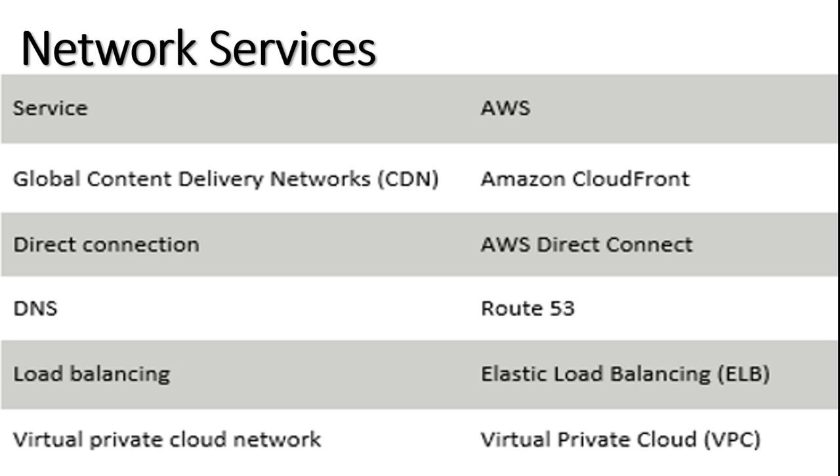Next up we have VPC, which is Virtual Private Cloud. Basically, it's a service that lets you launch AWS resources in a virtual network that you define. It closely resembles a traditional network that you would operate in your own data center.